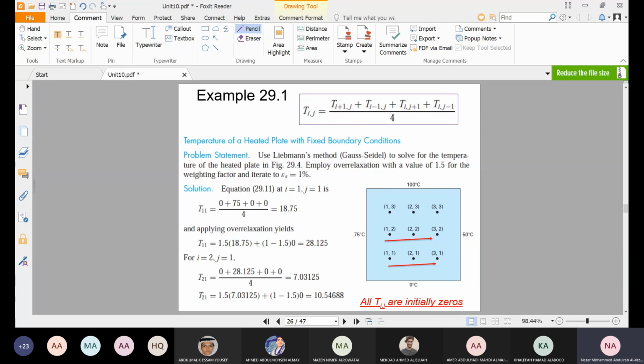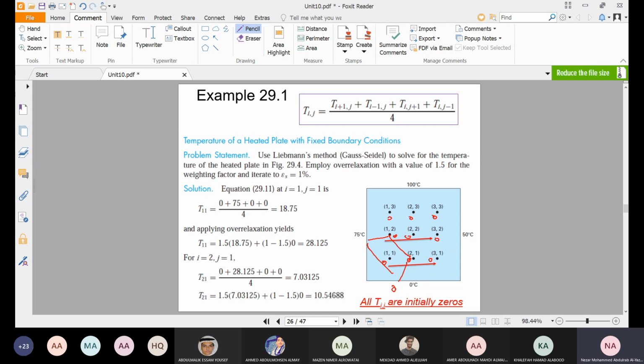So here, for example, we can use these equations for the Gauss-Seidel method. Okay, so here we have the temperature at T11. You can see we assume all the temperatures inside this plate are zeros at the first condition. To compute T11, you can see the surrounding nodes: we have 0 here, 0 here, 0 here, and 75 here. So we have 75 over 4.